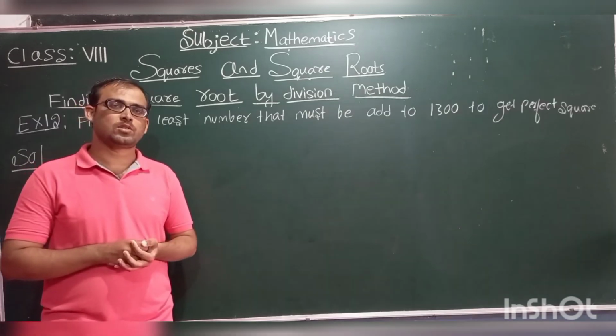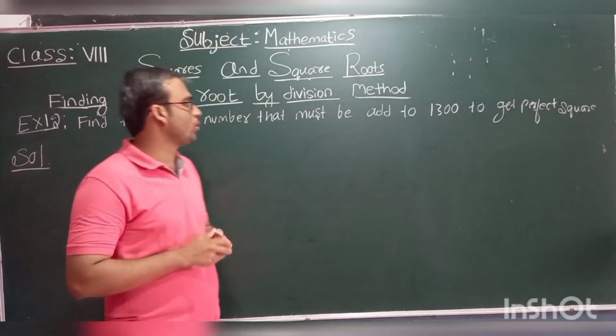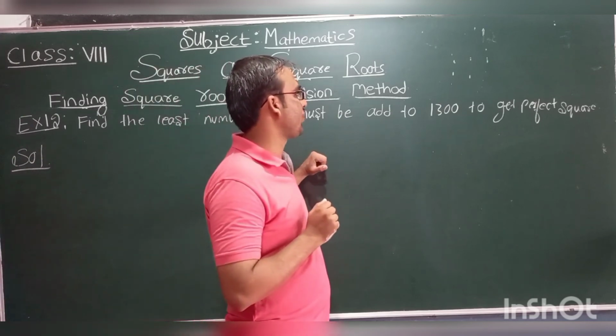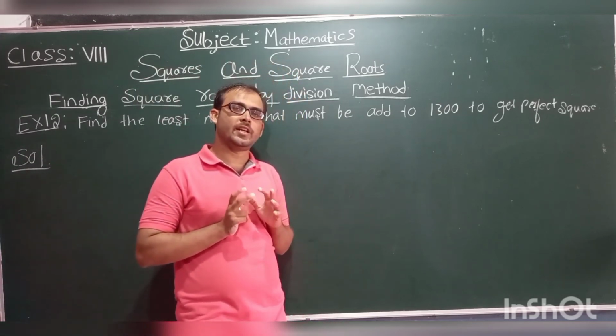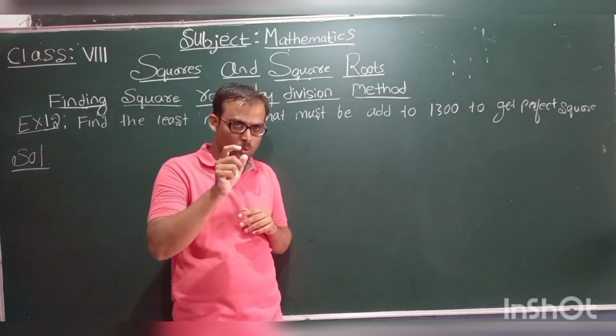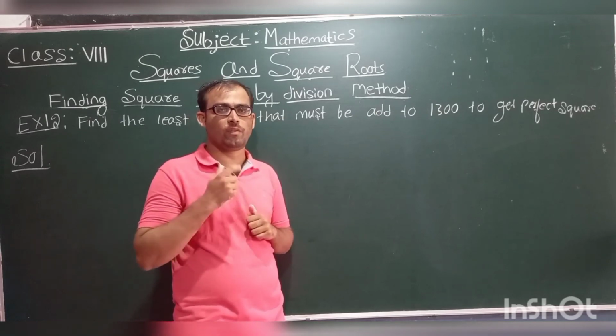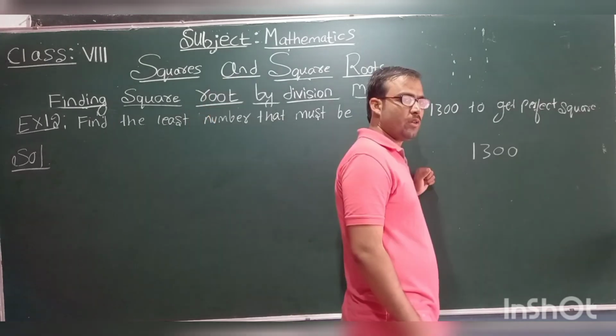Now students, we will solve the 12th example problem. Find the least number that must be added to 1300 to get a perfect square. Students, here 1300 is not a perfect square, but when we add a particular number to 1300, then it will become a perfect square. So we will find this using division method. Students, now what is the first step?